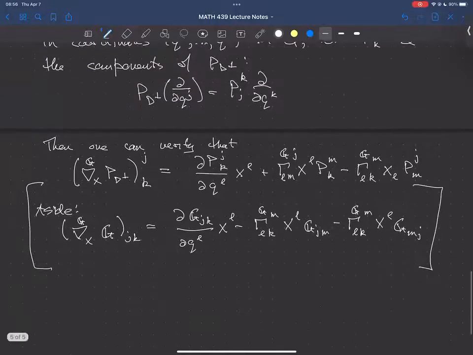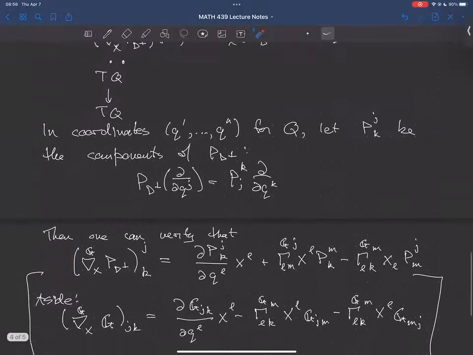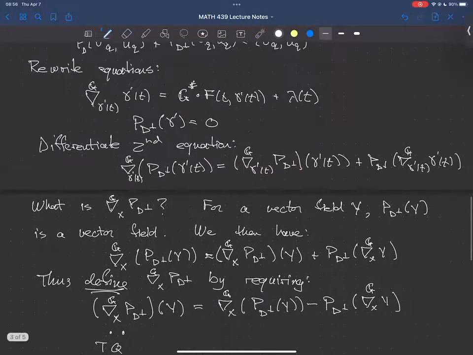Okay, but I just really am interested here in showing that this is a thing which you can in principle calculate, because we're using that in our equations of motion here. Okay, good. All right, so let me go back up to my equations of motion.